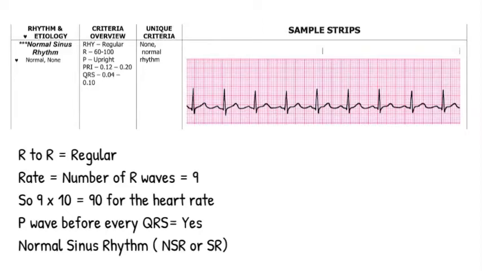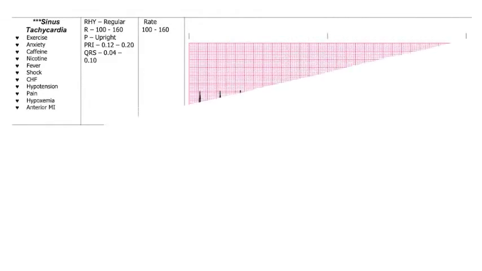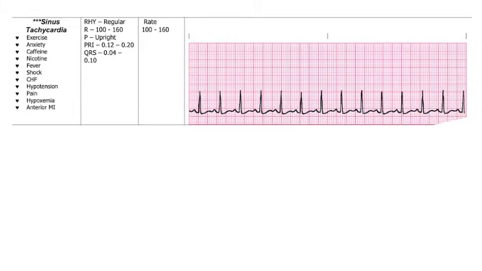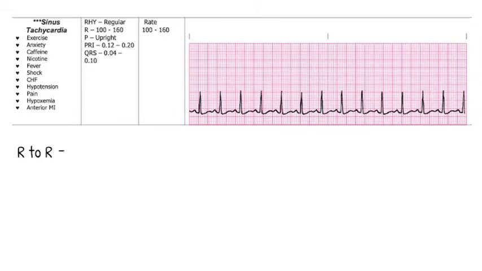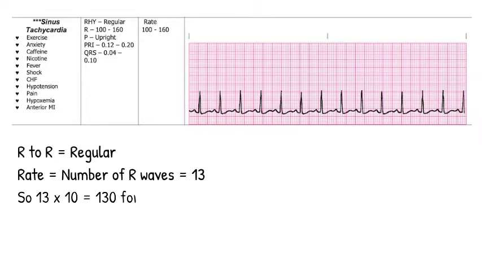So now we're going to look at sinus tachycardia. And essentially, you're going to interpret it the same way as you did sinus rhythm. So once again, we're going to look and see if our R waves are consistent, meaning are they regular? According to the diagram we have, they are. Now you're going to count the number of R waves present. As you see, there's roughly 13. You could count the very last one as 14. That's fine. It really doesn't make a difference for this particular strip.